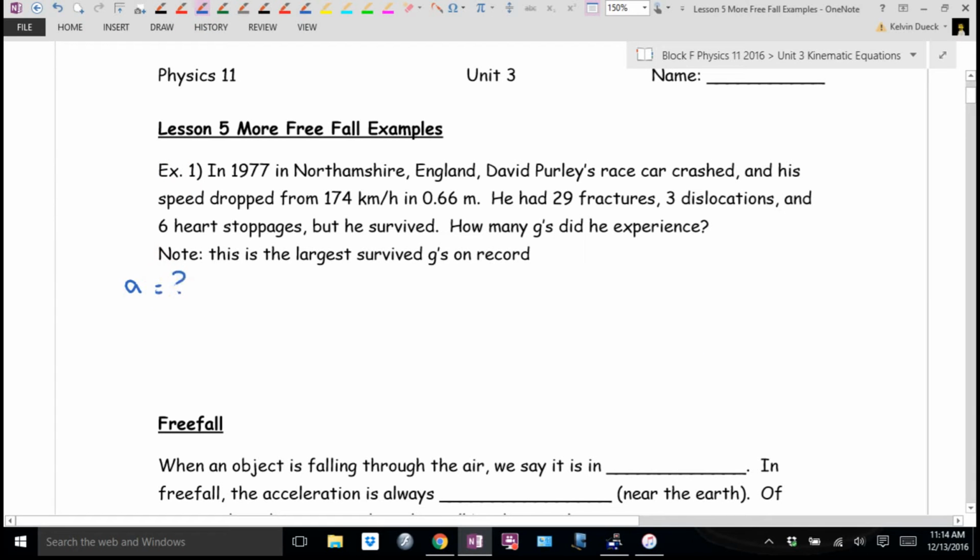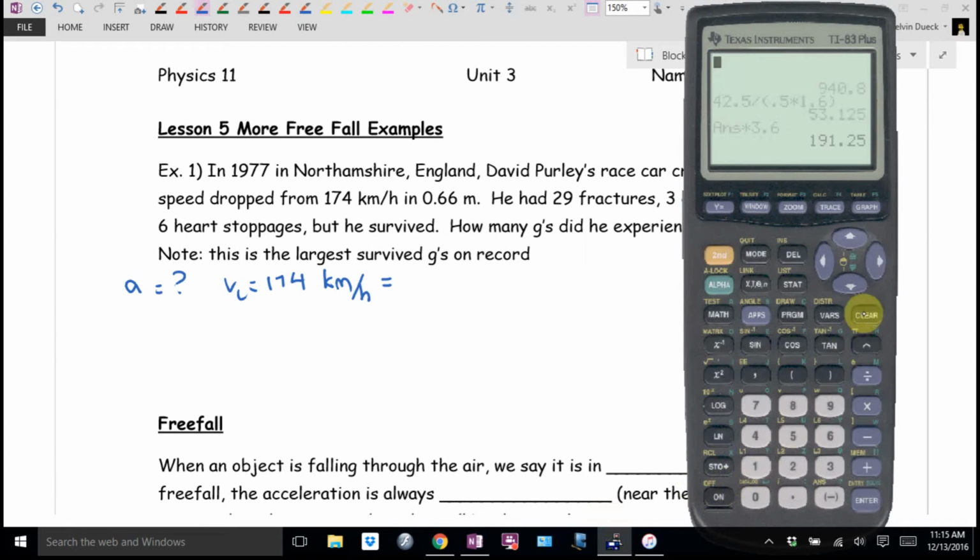A equals question mark. What's that 174? Velocity, which one? Initial, yeah? Okay, so I'm going to write VI equals 174. I'm going to make a note that it's in kilometers per hour, and I'm going to convert it right now. 174 kilometers per hour. Do I times by 3.6 or divide by 3.6? I can't remember. Sorry? Divide? You might want your green sheet out, by the way. I don't know. Okay, 48.3 repeating meters per second.